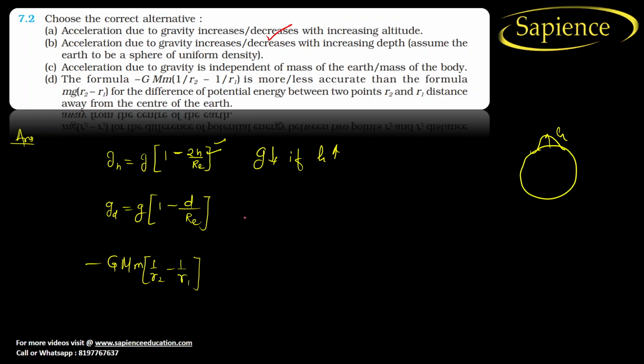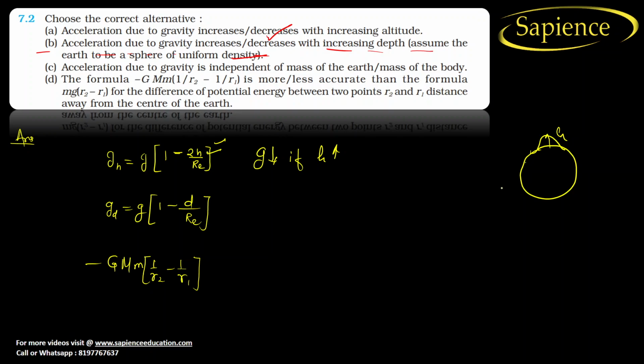So finally our answer will be decrease. Now again, the second question is that acceleration due to gravity increases or decreases with the increase in the depth of the earth, taking the earth to be a sphere of uniform density. As we know, when we go deeper into the earth, what will happen? Let us consider.